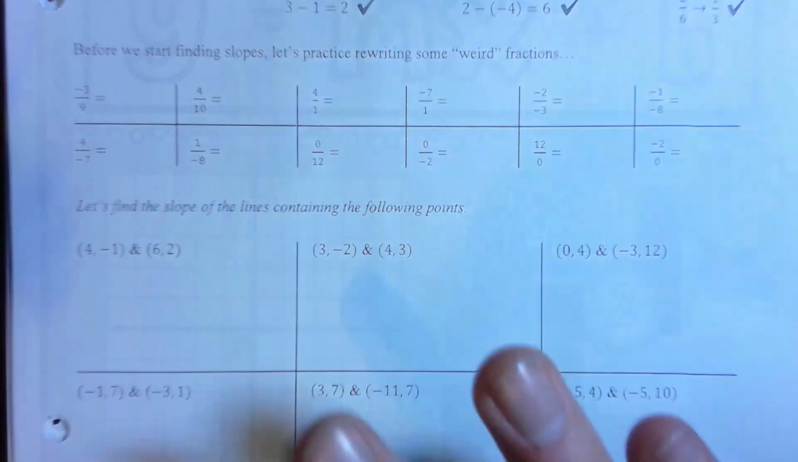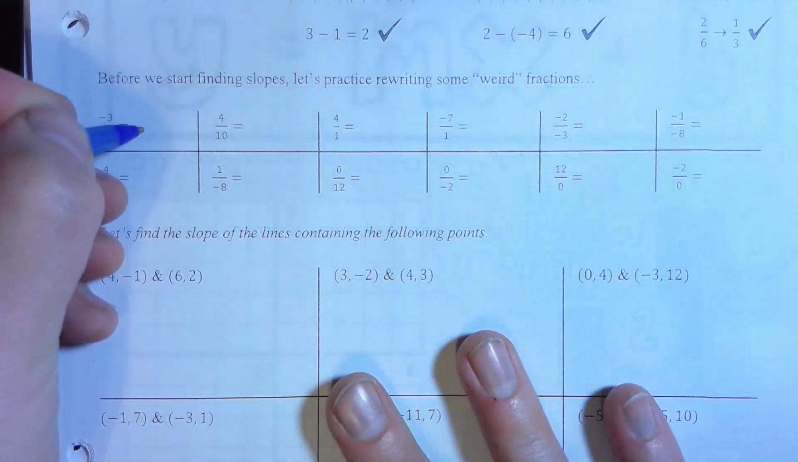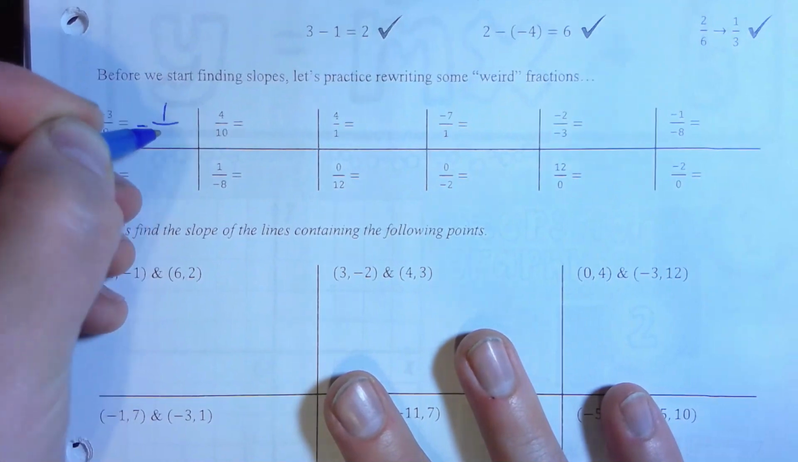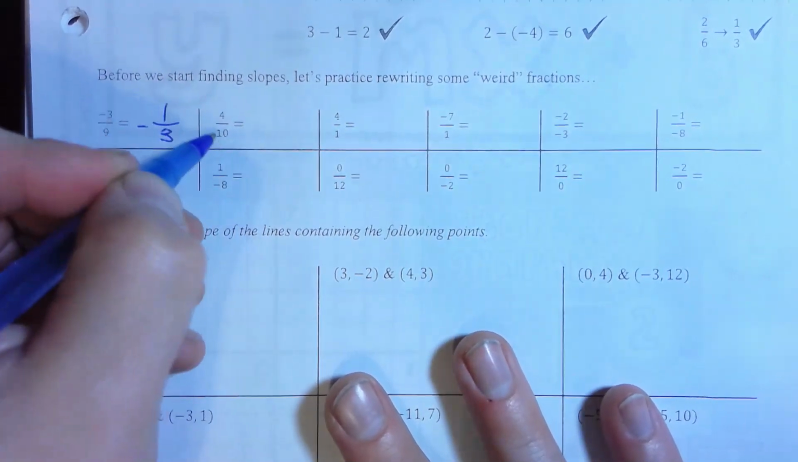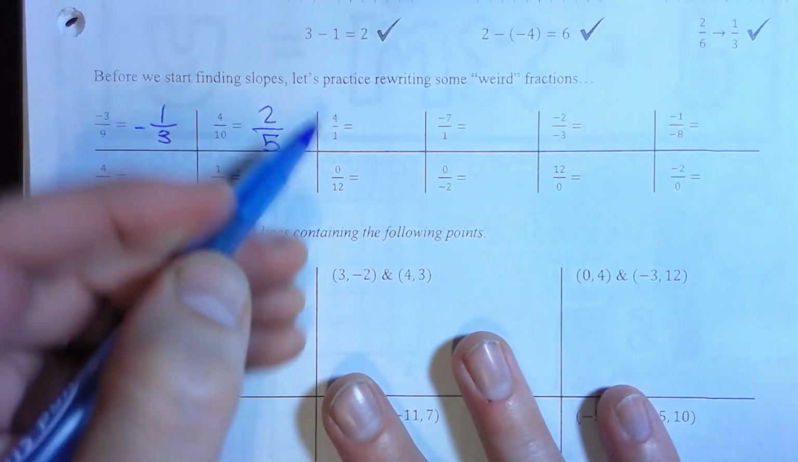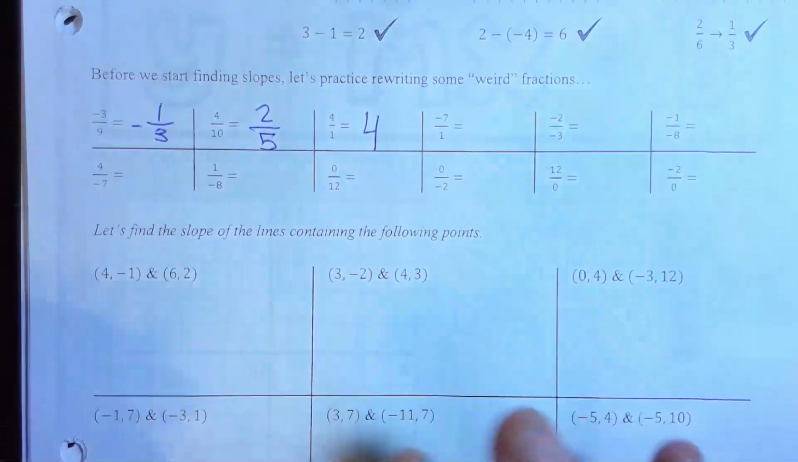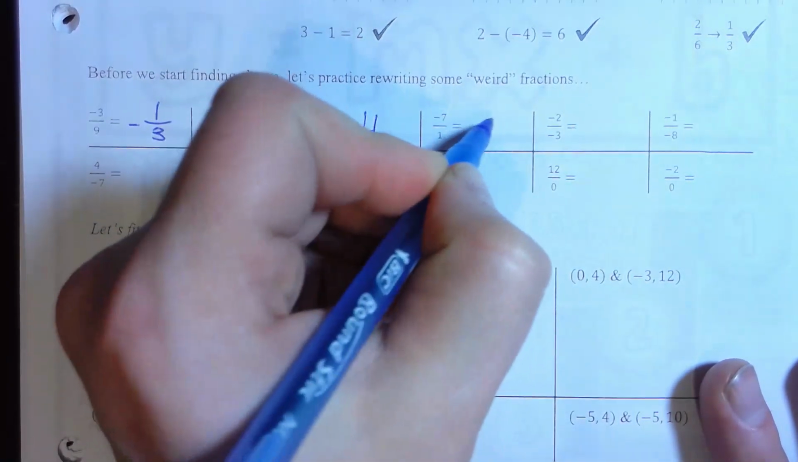I hope that was very successful for you. If I divide both of these numbers by 3, I get this fraction, -1/3. Just reducing there. Ooh, divide both the numbers by 2, I get 2/5. 4 divided by 1 is just 4. We want to just put these in simplest terms, my friends. -7 divided by 1, oh, that's -7.